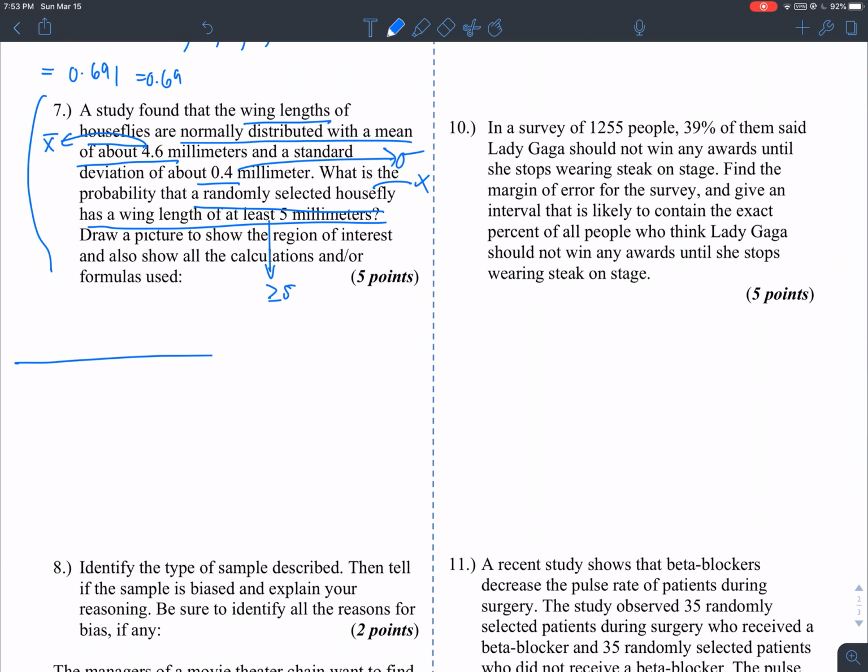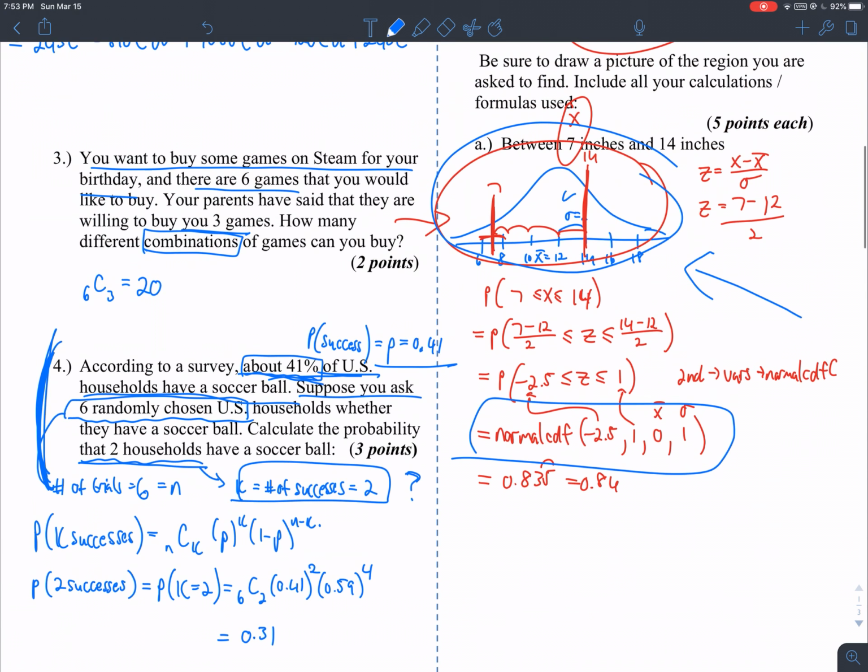So here we go. Normally distributed, they told us that. And we're looking for at least 5. So 4.6 is x bar, and one standard deviation away would be 5. So at least 5, this is what we're asking for. And you see this is very nice.